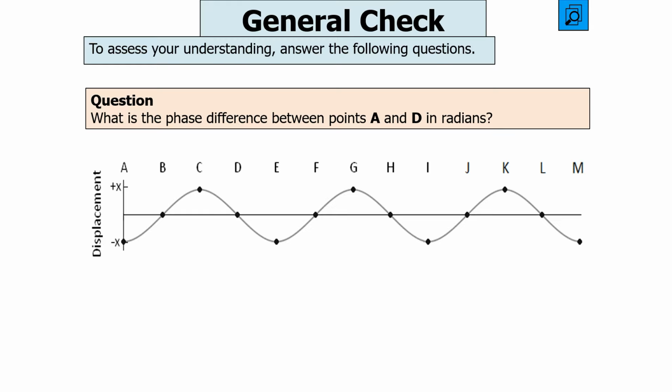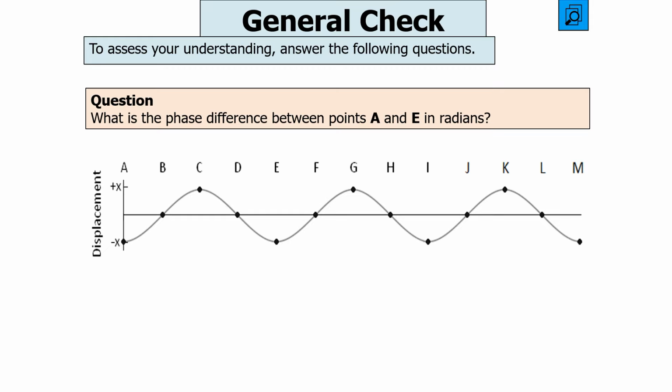What is the phase difference between points A and D in radians? Pause the video now, then unpause the video when you want to go through your answer. The answer is 1 3/4 pi radians. Now remember, there are 2 pi radians in every wave cycle. So between A and D, which is going to be 3/4 of a wave, we can therefore see that it's going to be 1 3/4 pi radians.